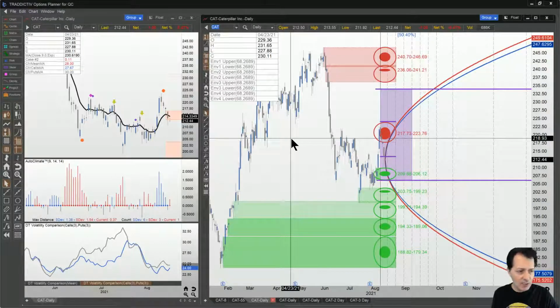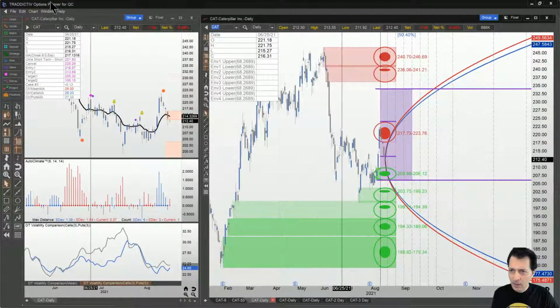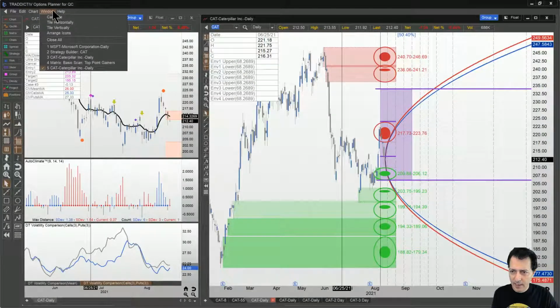Just looking at the various chat box, and it seems that we are all good. So let's continue now, and now we're gonna get into looking for trades.